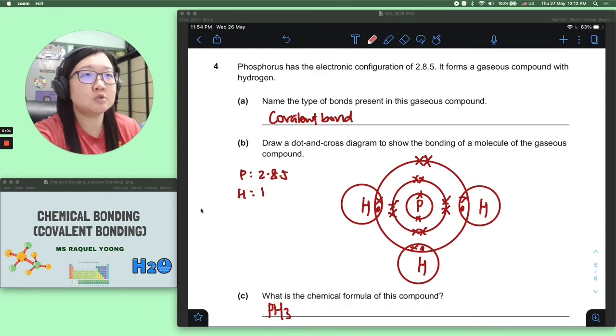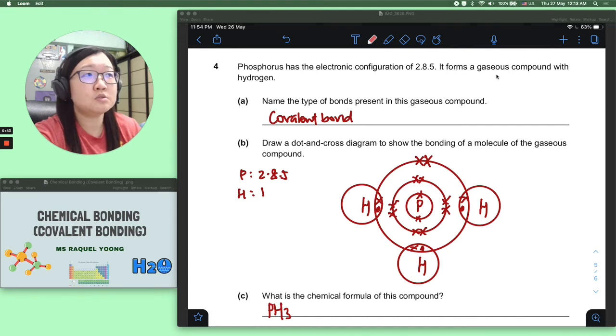Last question, question 4. Phosphorus has the electronic configuration of 2.8.5. It forms a gaseous compound with hydrogen. Okay, if we just look at the question, you notice that it makes sense. As you do more and more questions, you realize that the question will give you a lot of clues. So you don't have to be worried about whether you'll be confused with ionic or covalent bonding. For instance, phosphorus is a nonmetal, and they tell you that it reacts with hydrogen, also a nonmetal, right? So straight away you know that it's forming a covalent compound.